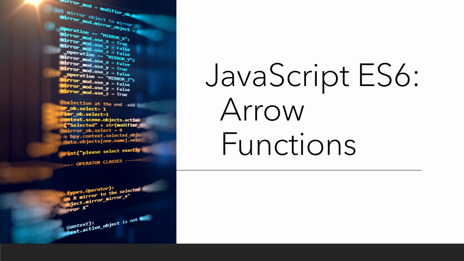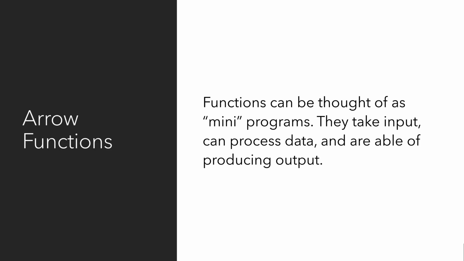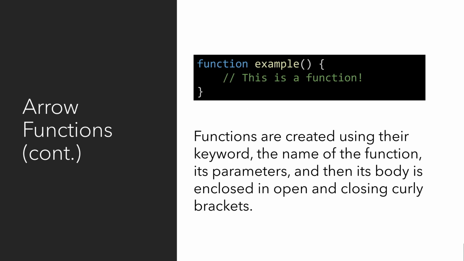JavaScript ES6 arrow functions. Functions can be thought of as mini programs. They take input, can process data, and are able of producing output. Functions are created using the keyword function, the name of the function, its parameters, and then its body enclosed in opening and closing curly brackets.